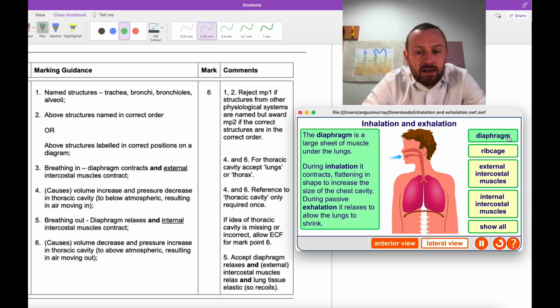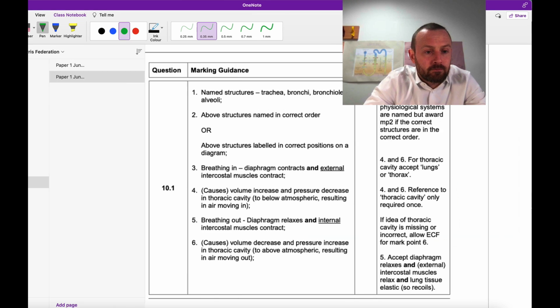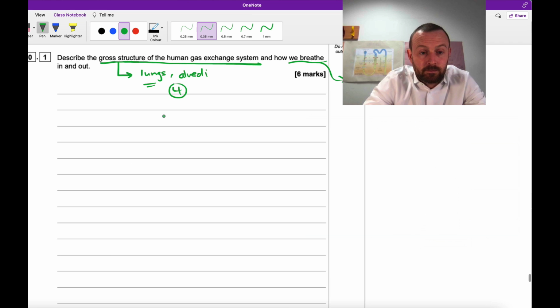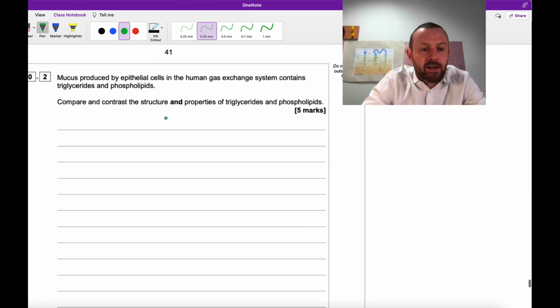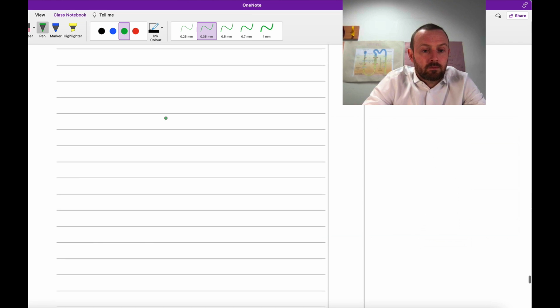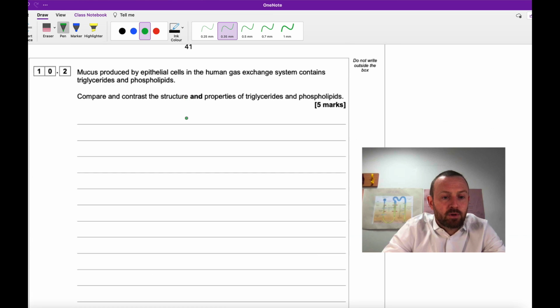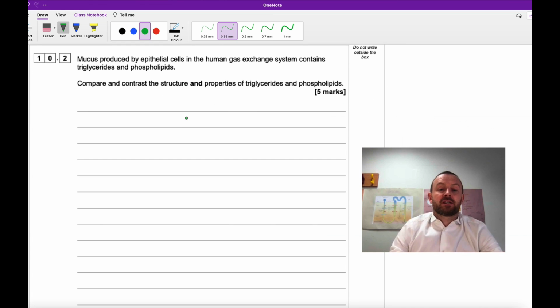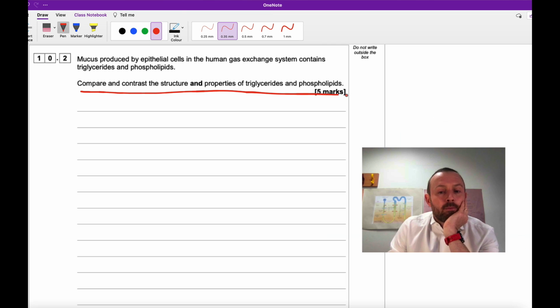Okay? Right. Let's move on to the next knowledge question. All right, next knowledge question. 10.2. Mucus provided by epithelial cells in the human gas exchange system contains triglycerides and phospholipids. Oh, this is so great. This is a lovely question, isn't it? Compare and contrast the structure and properties.